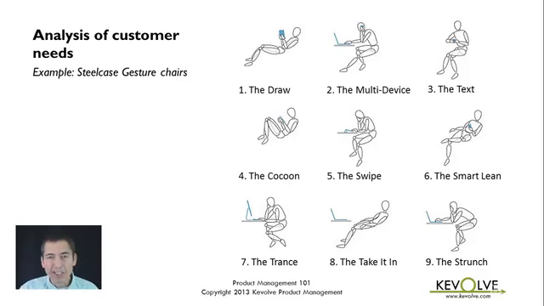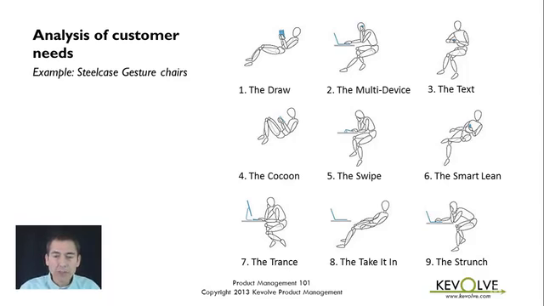Now you can think about how you're sitting right now. Are you forward? Are you hunched back? Are you kind of just taking it all in? How are you sitting in your chair? What they found is that with new technology, with smartphones, with tablets, and of course your computer in front of you, people are sitting differently than they used to. And they developed these 9 sitting positions: the draw, the multi-device, the text, the cocoon, the swipe, the smart lean. They developed these 9 types of sitting, the ways that people sit.